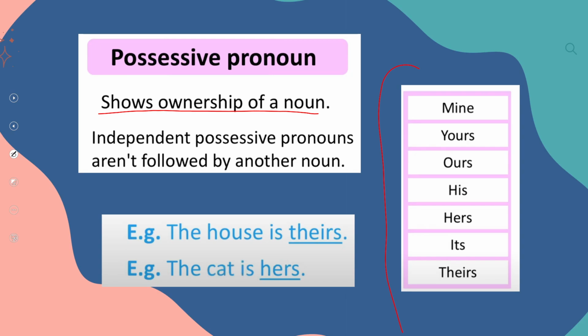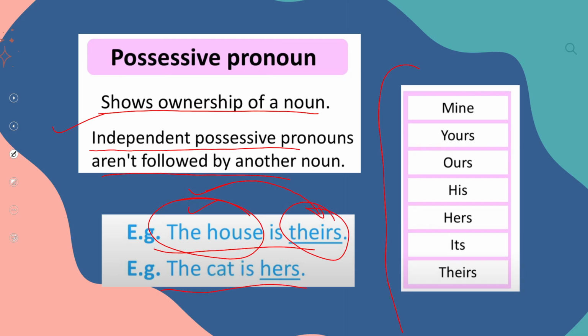Let's see. Independent possessive pronouns, they aren't followed by another noun. You don't need to use any other noun after it. Let's see. The house is theirs. Now, theirs is actually showing us possession. Possession of what? The house. The house is belonging to theirs. Are they one person or more than one person? More than one, right? So, here the pronoun is showing possession. Possession of the house, it could show any kind of possession.